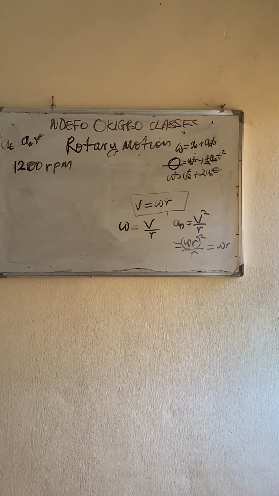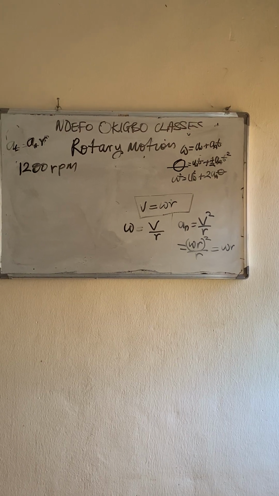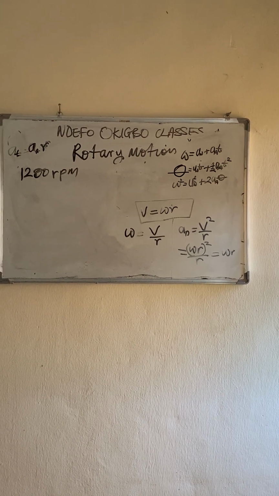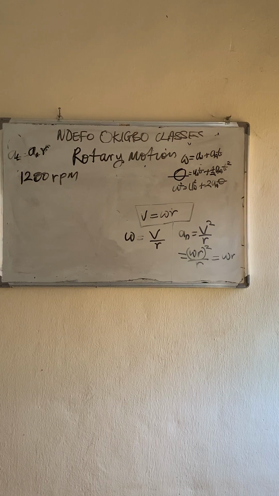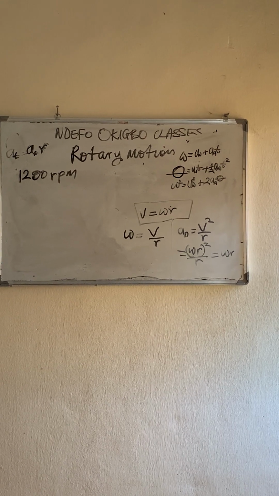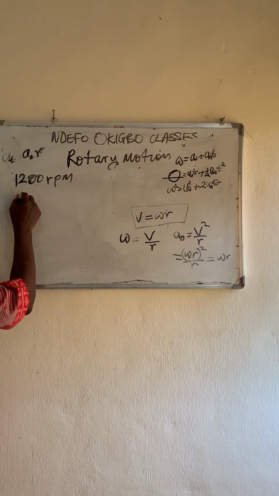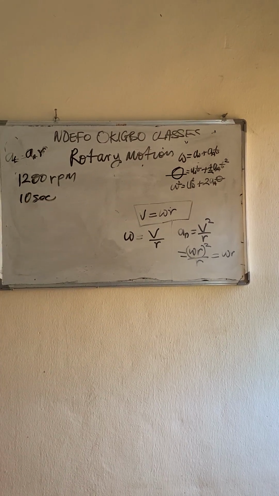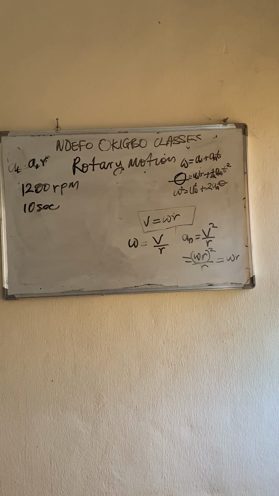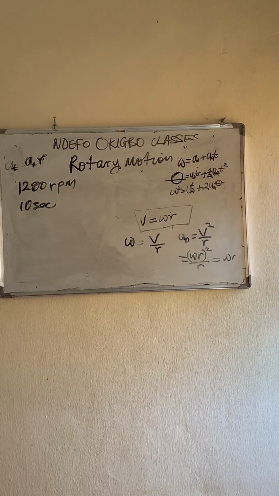He said that the rotating part of an electric motor on starting achieved an angular velocity of 1,200 revolutions per minute in 10 seconds. Time is 10 seconds. So the question says, determine the angular acceleration of the rotating part.